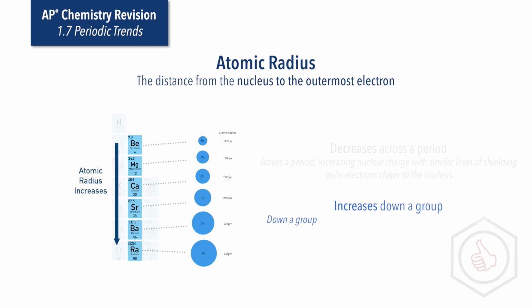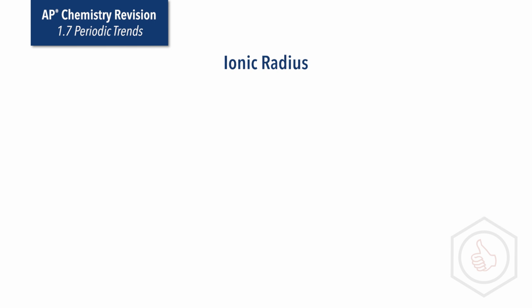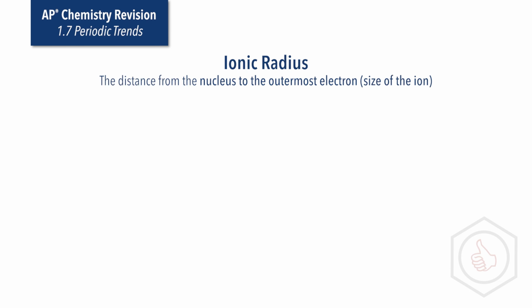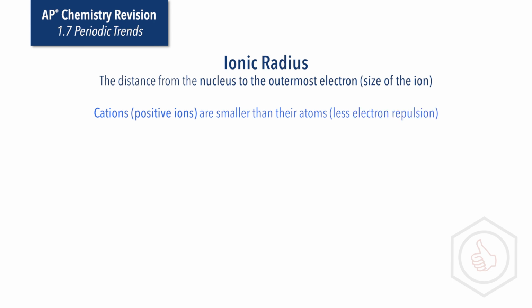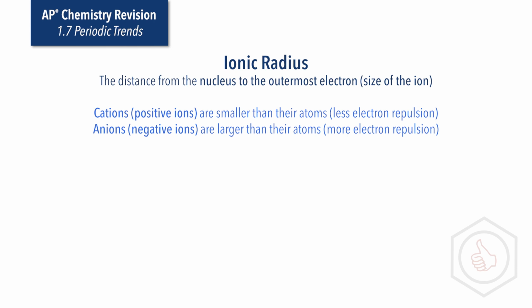Down a group, however, new energy levels are added, making the atom larger, increasing the inner electron shielding, moving the outer electrons further away from the nucleus. Ionic radius refers to the distance between the nucleus and outermost electron in an ion. Cations, positively charged ions, are smaller than the atoms that they form from, because they experience less electron repulsion. Anions, negatively charged ions, are larger than the atoms they form from because they have more electrons, causing more electron repulsion. As a result, the ionic radius trend across a period actually changes.